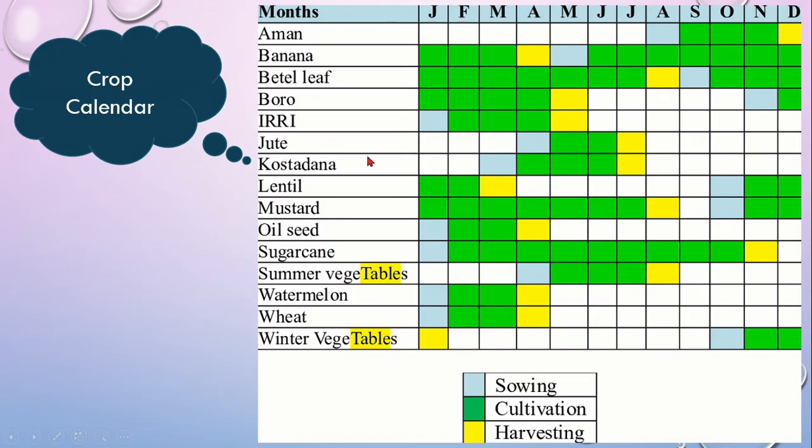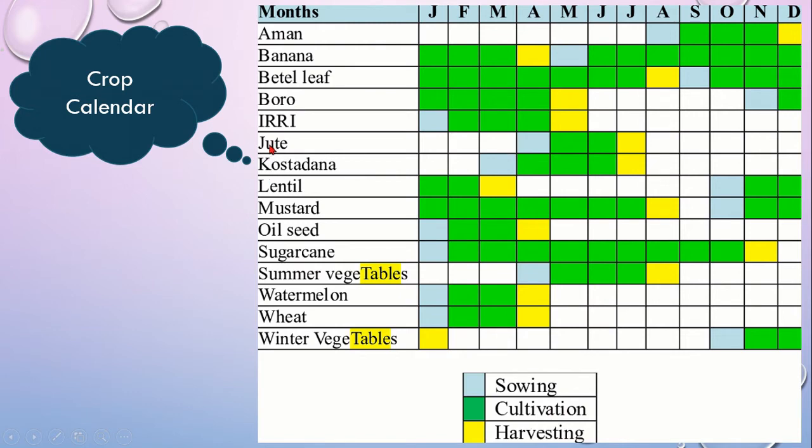If you have a look, this is an example of a very simple crop calendar. Here you can observe the month names: January, February, March, April, May, June, July, August, September, October, November, December. And these are the crop names, like sugarcane, oilseed, mustard, jute, rice, betel leaf, etc. You can observe some colors here: the sky color indicates the sowing time of that crop, the green color is the cultivation period in between, and yellow color is harvesting time.